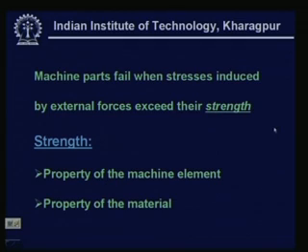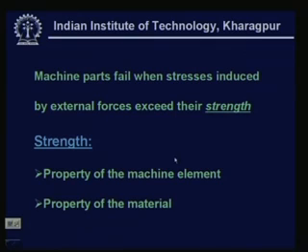Strength is a property of the machine element. What do we understand by that? Suppose this is a machine element which has been designed to take up some external loading. Once it has been designed, whether it is put onto a machine member or is simply lying on the table or somewhere else, it always has the strength for which it has been designed. That is the reason we call it a property of that machine element.